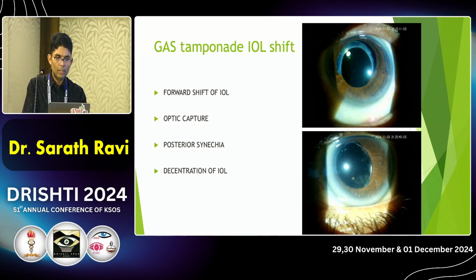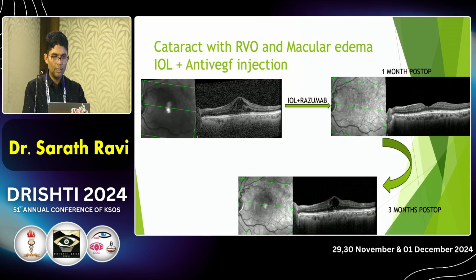improvement. And because of the gas tamponade, sometimes there could be a forward shift of the IOL, as well as optic capture, posterior synechiae, as well as decentration of IOLs. These are most common with a single piece IOL than with a 3-piece IOL. Regarding IOL selection, the subsequent speaker will talk on it.